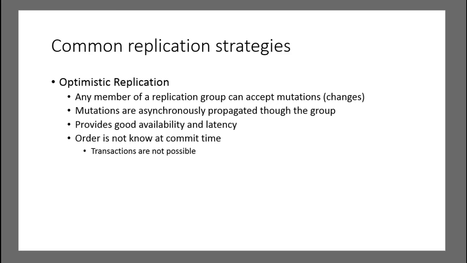So optimistic replication is fast and it's reliable, but you can't perform transactions with it. So because of that, Megastore also rejected optimistic replication as a possible replication strategy.